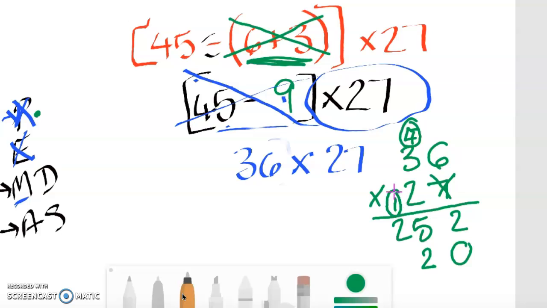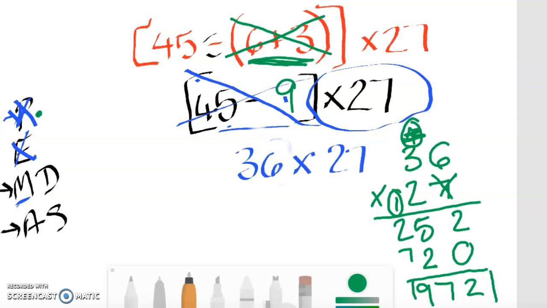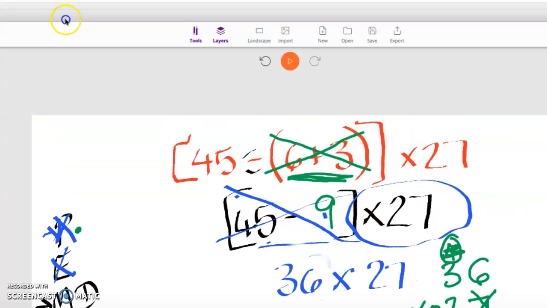Come up, put my 1 here to add it. 2 times 3 is 6. This should be crossed out because I used it. 2 times 3 is 6, plus 1 is 7. Now I can do 2 plus 0, 5 plus 2 is 7, and 2 plus 7 is 9. My answer to this problem is 972. Let me go back and see if I did it correctly. Hopefully I did.